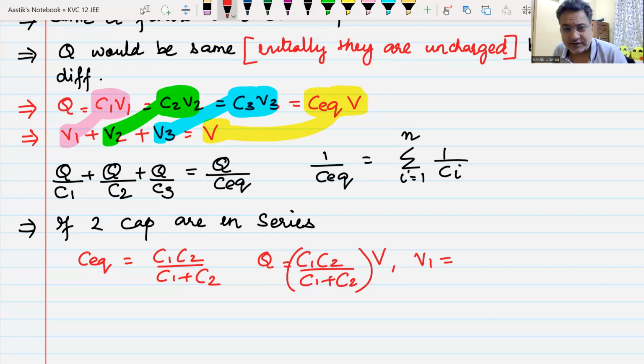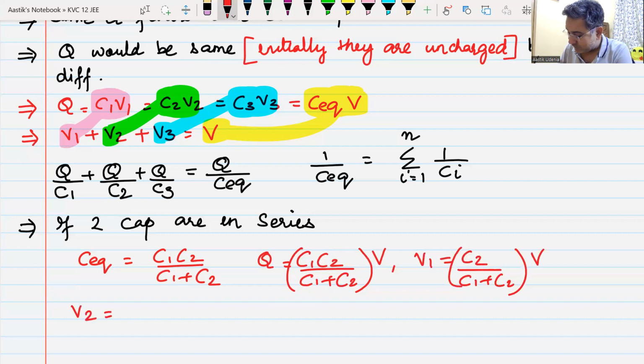Potential drop across the first capacitor. Yes. It should not take rocket science. This is electrostatics. Q by C1. So effectively, it will become equal to C2 upon C1 plus C2 times V. And similarly, you will have V2 as C1V upon C1 plus C2.